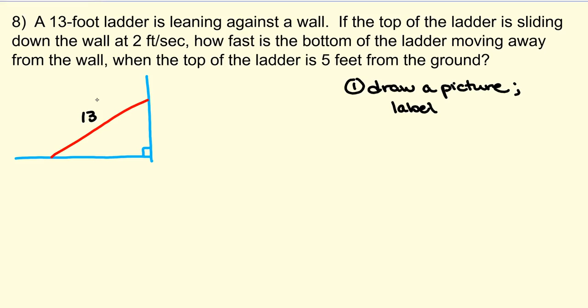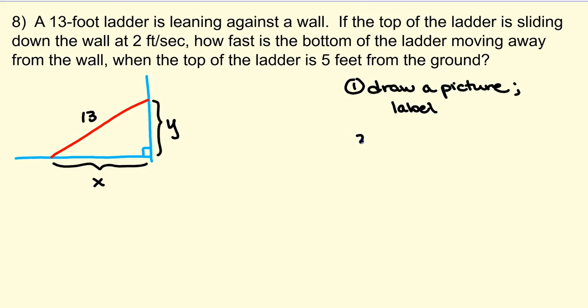As the ladder slides down the wall, this vertical distance changes. I'm going to give that a variable named y. And this horizontal distance changes as well. Let's call that x. Okay, so we drew a picture and labeled it.